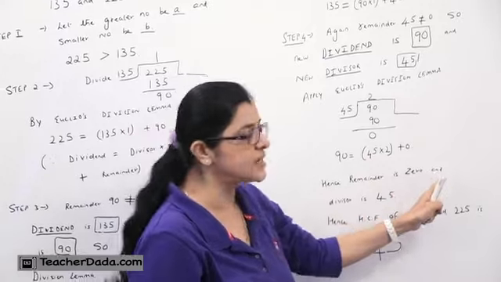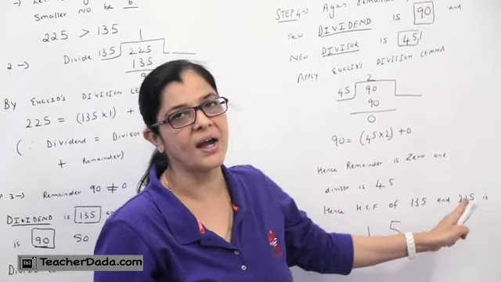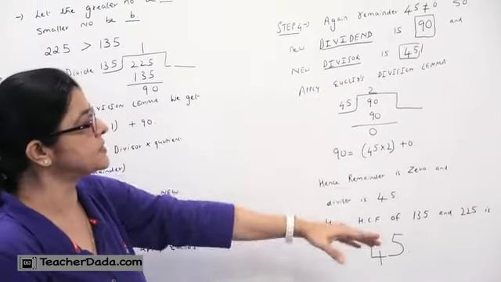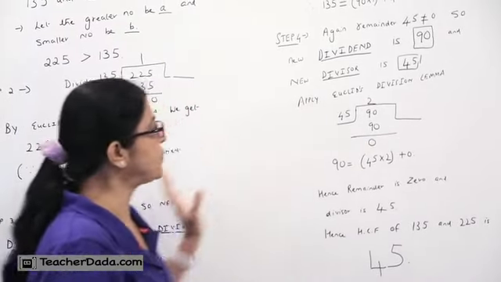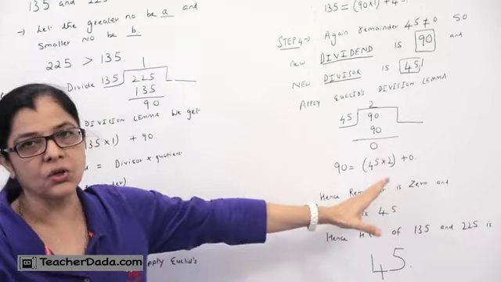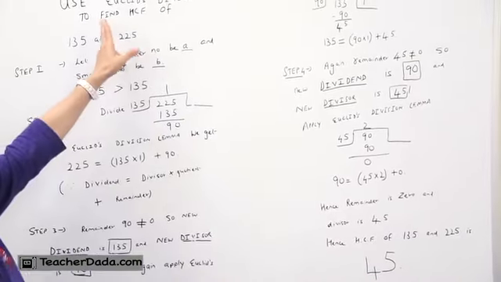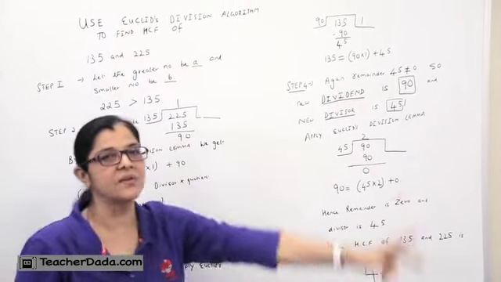Now you can see the remainder is 0 and the divisor is 45. So the HCF of 135 and 225 is 45. We have to proceed with the same steps till we get the remainder as 0. If we don't get a remainder of 0, we have to continue further, till we get the remainder as 0. So this is the way we solve the sum to find the HCF of 135 and 225 by using Euclid's division algorithm.